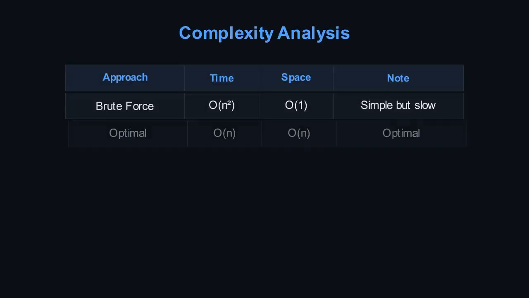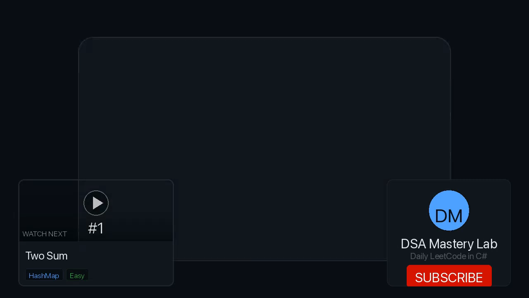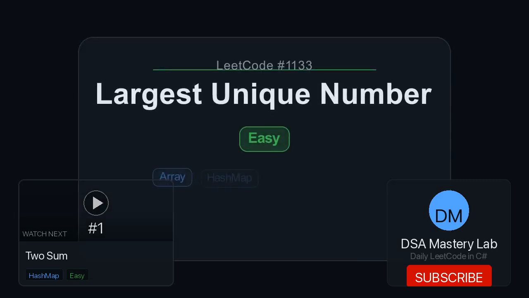Time complexity is linear, O of n, since we traverse the array and the map once. Space complexity is also O of n to store the frequency counts. Try the next problem using the same frequency map pattern.